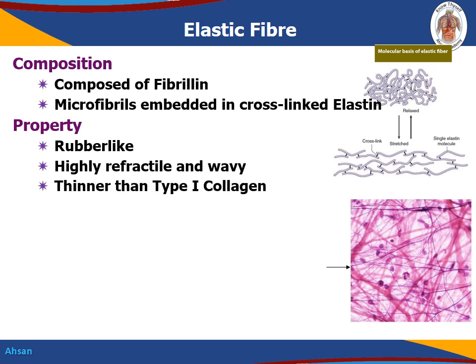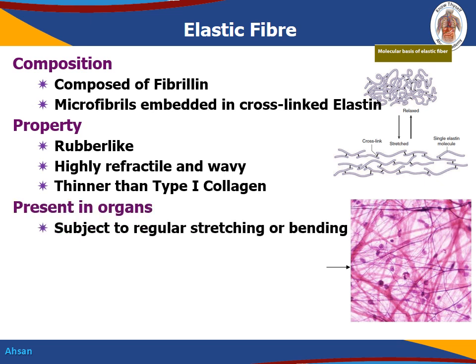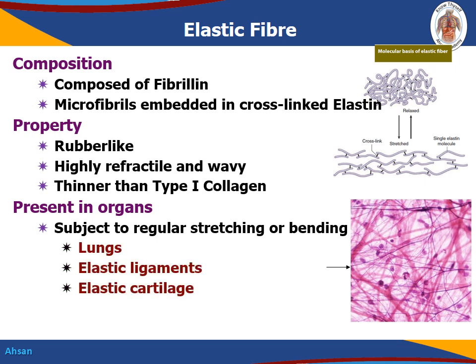They are thinner than the collagen type 1 fibers. This is present especially in the organs subjected to stretching and bending. These are the lungs. Then elastic ligaments: ligamentum flavum is elastic, ligamentum nuchae is an elastic ligament. Elastic cartilage contains this type of fibers, and in elastic arteries, the media contains a large amount of elastic fibers.